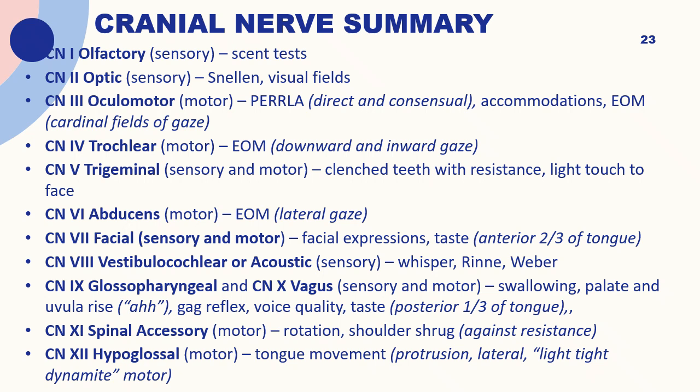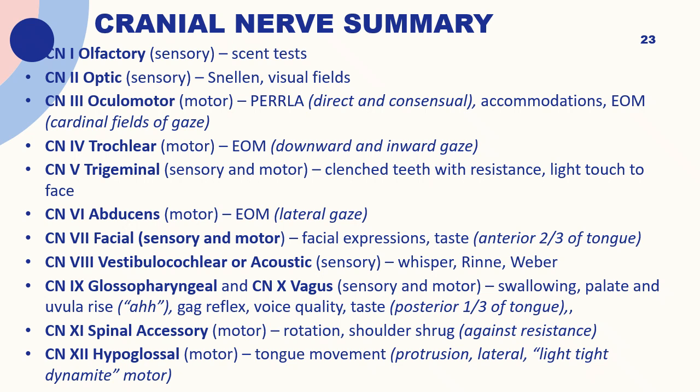accommodation, and extraocular movements. Cranial nerve 4, trochlear nerve, a motor nerve tested with extraocular movements, specifically downward and inward gaze. Cranial nerve 5, the trigeminal nerve, both sensory and motor, motor tested by clenching teeth against resistance, sensory tested with light touch on the forehead, cheek, and chin. Cranial nerve 6, the abducens, a motor nerve, tested with extraocular movements, specifically lateral gaze.